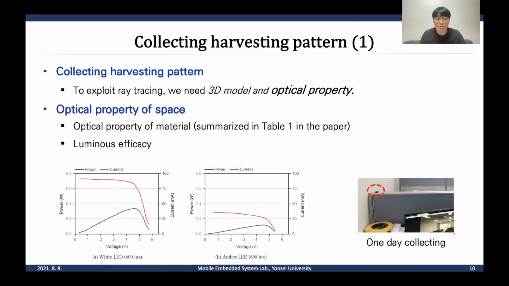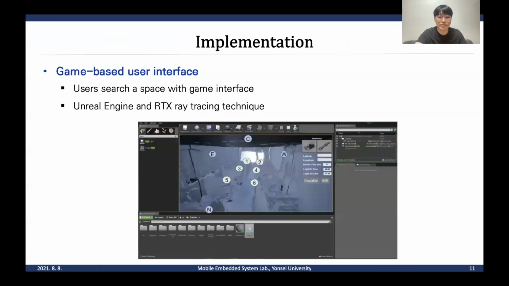I will briefly explain luminous efficacy. Even with the same intensity of light, energy can be different, as shown in the graph below. To obtain these energy-related physical properties, we use the collected harvesting patterns. By performing the two procedures, users can now estimate harvesting energy at any location in a space.